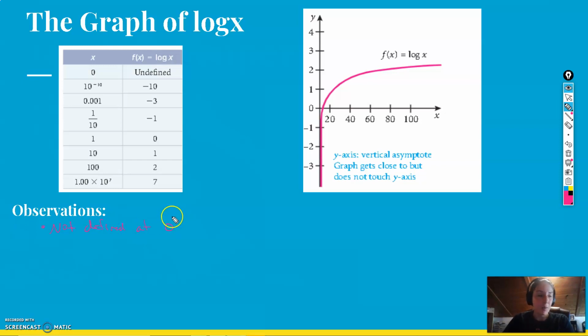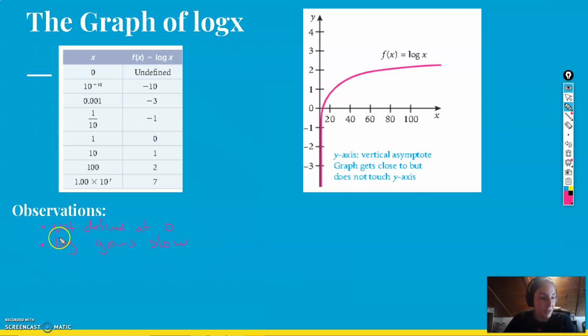Okay. What else have we noticed here? We can see our inputs go from 0 up to like a million, and our outputs only go from negative 10 to 7. So inputs 0 to a million, outputs negative 10 to 7. So another observation is log grows painfully slow. Very, very slow growth, which makes sense because it's the inverse of an exponential, and exponential is very fast growth. So log grows slow.